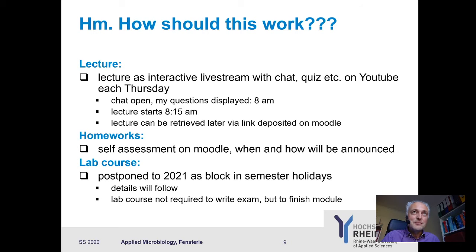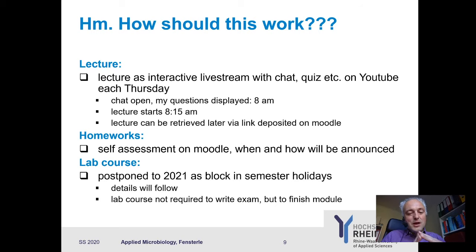So now the lab course. Of course, a lab course is a lab course, and some lab courses, as we have coordinated, will be done in a digital manner. However, Applied Microbiology is certainly, for me as head of the study course, considered a core lab course. And you need to do something with your hands. This is not something which you can learn in virtual reality. So we decided this lab course has to be done at a later time point in real. So this lab course will be postponed to 2021.